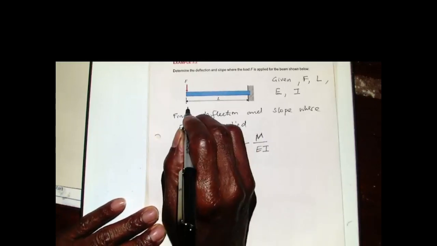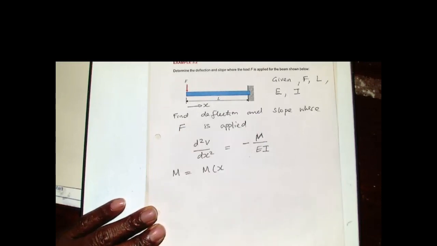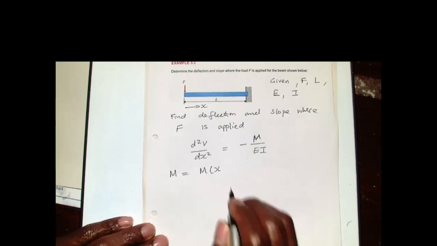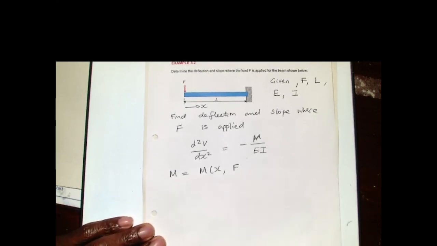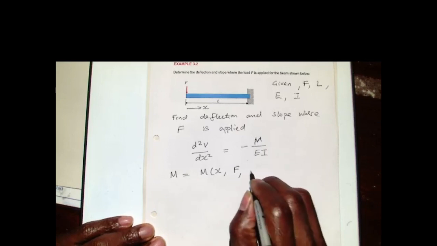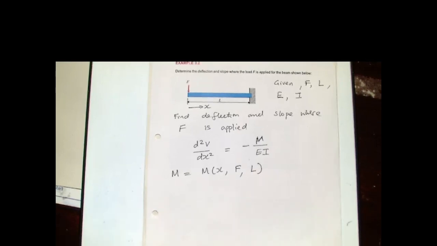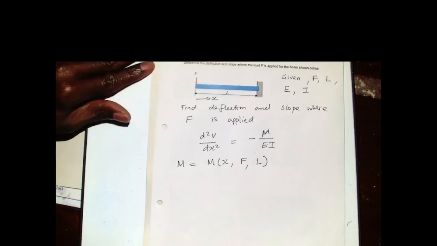So where x is starting from here. So let's say that is x. So the bending moment will depend on where you are along the beam, which we're going to show soon. It will depend on the force that we have on that beam, and it will depend on the length of that beam. So let's go through how we find the bending moment for a simple cantilever, which is like that.